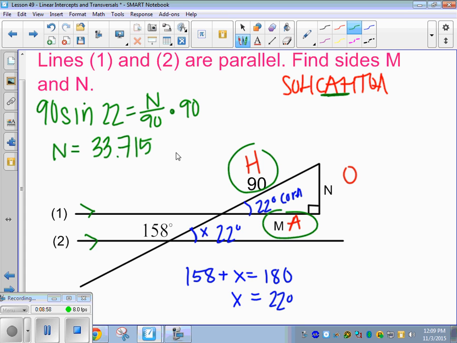You could use what you solved for here. It's just going to be less accurate because we rounded there. So you might want to use what was given to you, this nice number from the very beginning. But since we know the other side, you technically could use the other one. All right, cosine 22 equals adjacent, which is m, over hypotenuse, which is 90. We multiply both sides by 90 this time again. And we get that m equals 90 cosine 22.